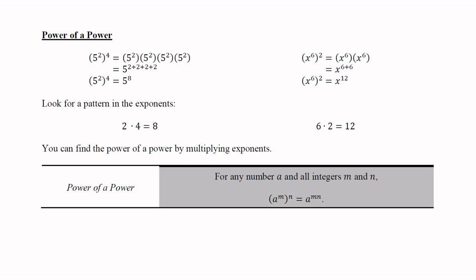For any number a and all integers m and n, a to the m raised to the n is a to the mn. We just multiply our exponents when we take a power to a power. So let's simplify each expression. x to the 12th squared. What we do is we multiply our powers, and we get x to the 24th.